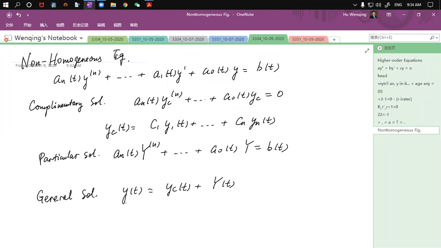Is that good, family? Right? So it's a natural extension of the general theory that we've been talking about before. The key point here is how do you find this particular solution, right? Previously, in the second order equation case, we considered two different methods of finding the particular solution. One method is called the method of undetermined coefficients.